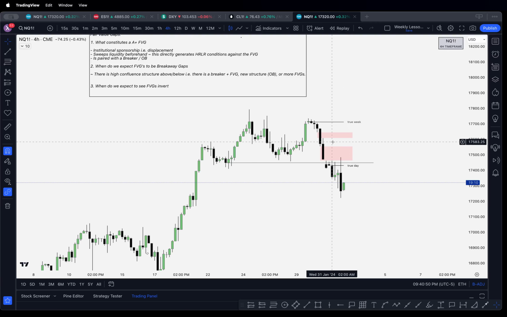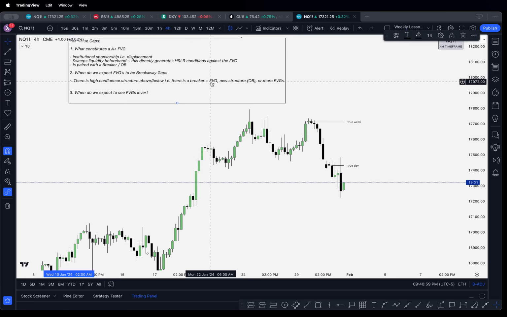Now that's a really easy response. That can be pretty cherry picked. Like, well, you can obviously see that, of course, in this case, there was more structure above and below, so that's why it was a breakaway. So what else can we do to frame breakaway gaps?